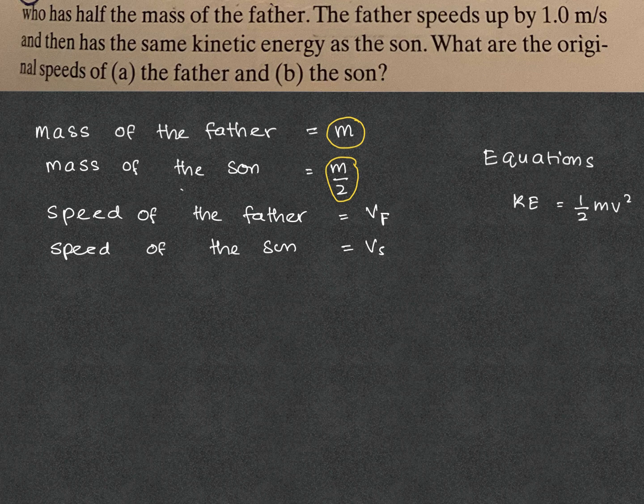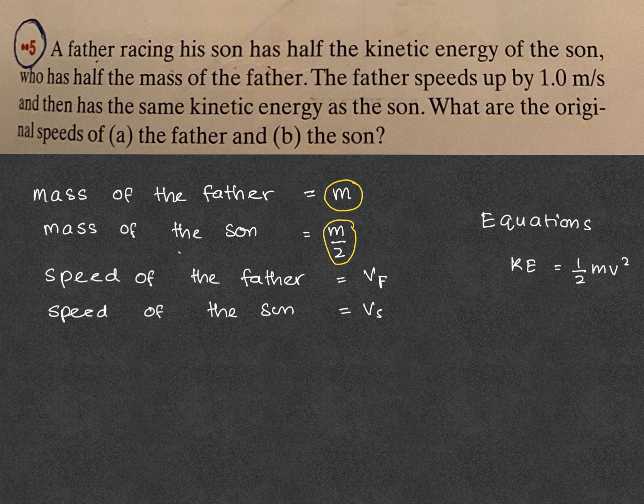Now the question says, a father raising his son has half the kinetic energy. Now who has half the kinetic energy? Father has. So the father has half the kinetic energy of the son. So that is one thing that we can write. So you have kinetic energy of the father equals 1/2 the kinetic energy of the son.